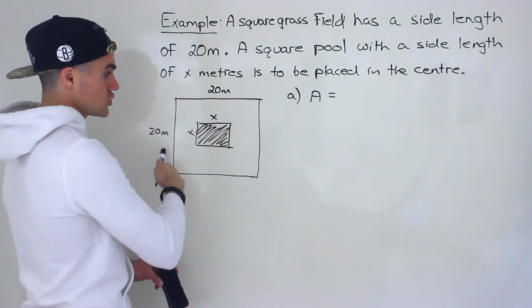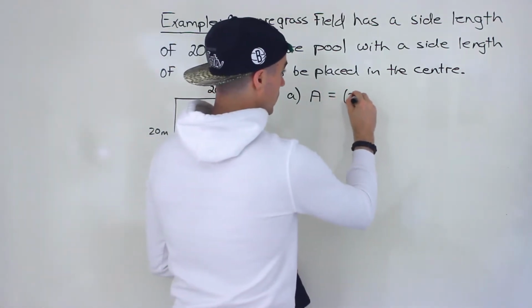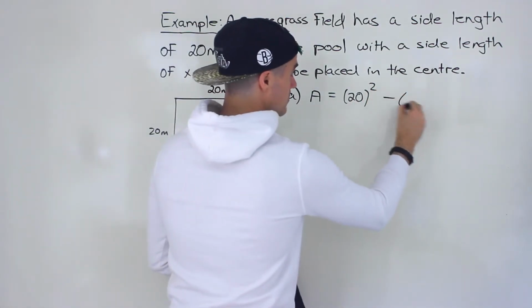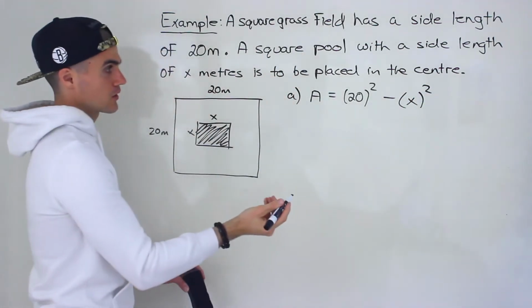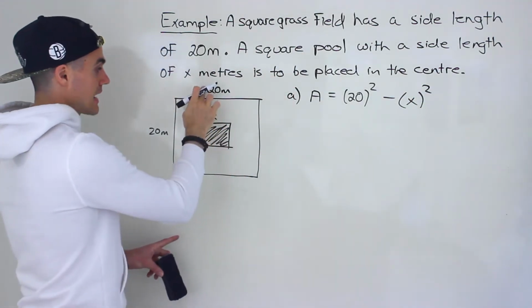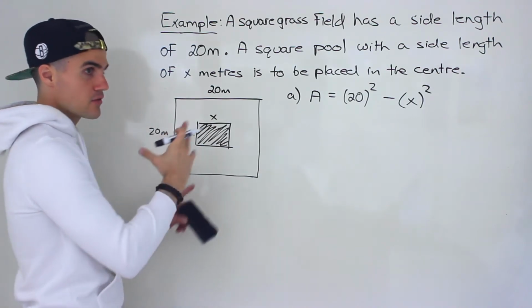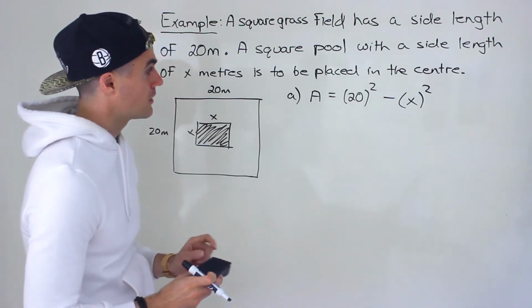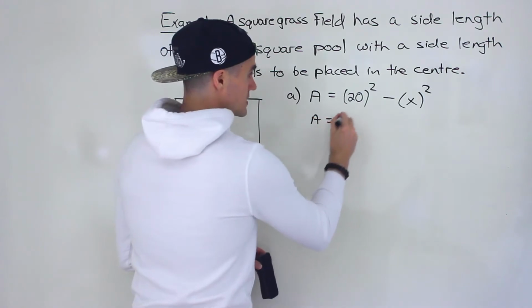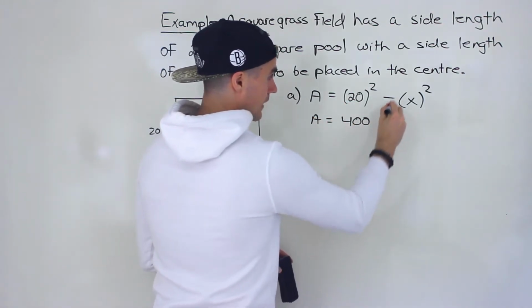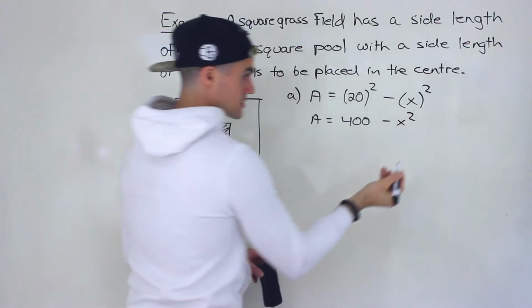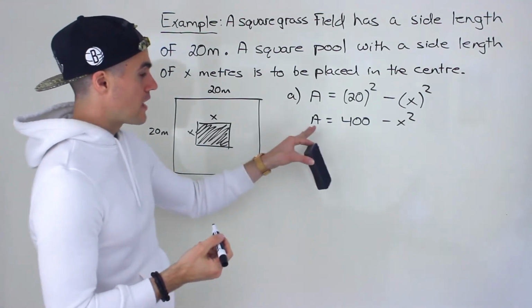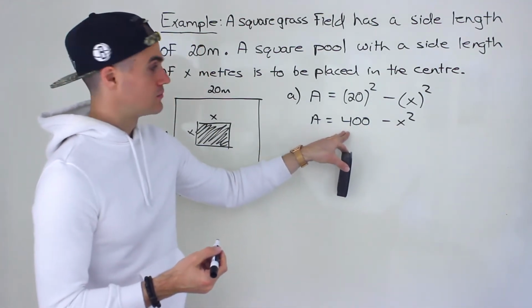It's going to be the large area, which is going to be 20 times 20, or 20 squared, minus the small area, which is going to be X squared. Right? The area of a square is just the side length times the side length, or the side length squared. So we took the large area, subtracted the small area. And then if we make this look a little nicer, what is 20 to the power 2? Well, that's just 400. And then we have just minus X squared, like that. Right? So notice that we end up with a quadratic relation here.